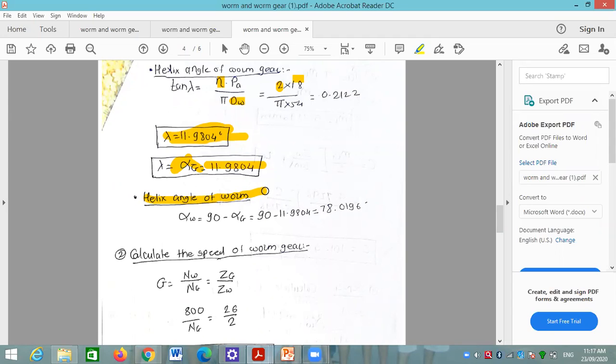Helix angle for a worm, that is alpha W. Alpha W is equal to 90 minus alpha G, that is 90 minus 11.9804. The helix angle or spiral angle for a worm is equal to 78.0196. Okay, this is the helix angle for a worm.